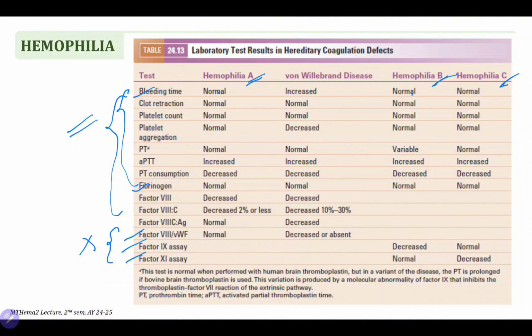Okay, hindi nyo lang ma-determine anong type. Okay, and para ma-determine nyo yung type, dun pa lang kayo magpa-perform ng specific assays. Okay, si factor 8 assay, factor 9 assay, tsaka si factor 11 assay.